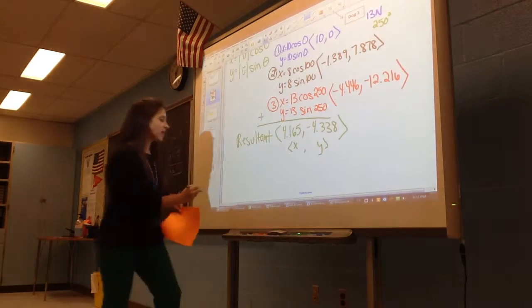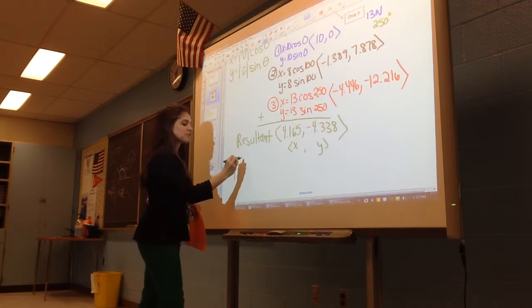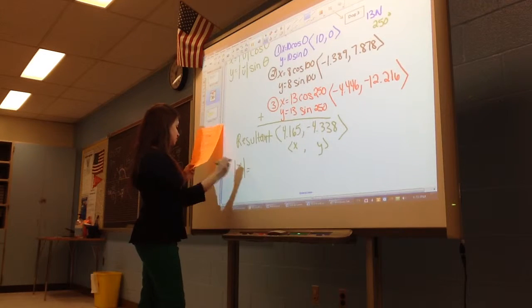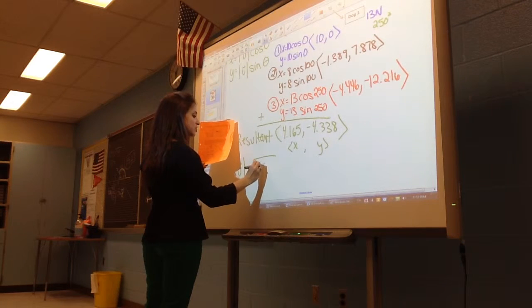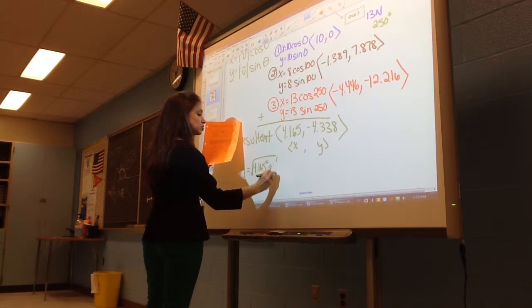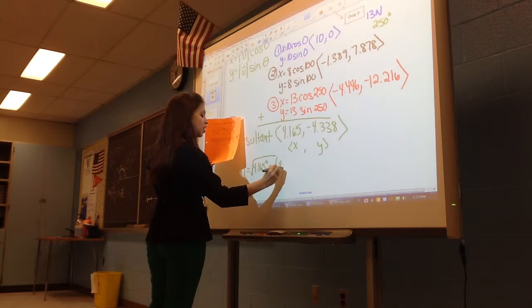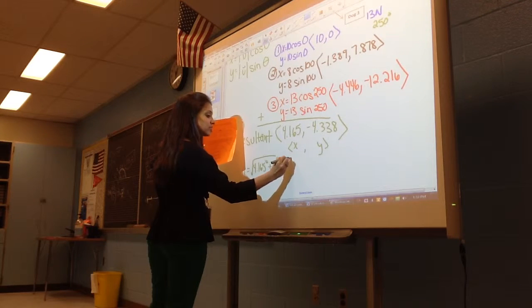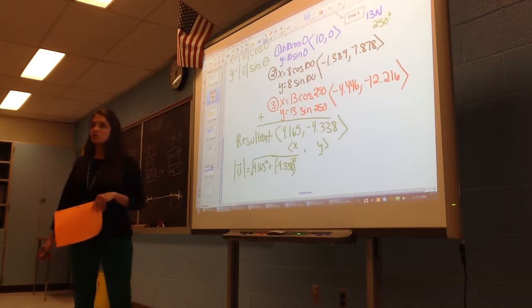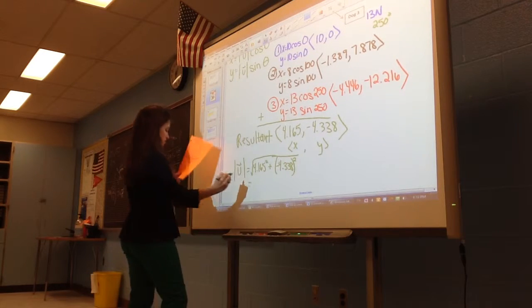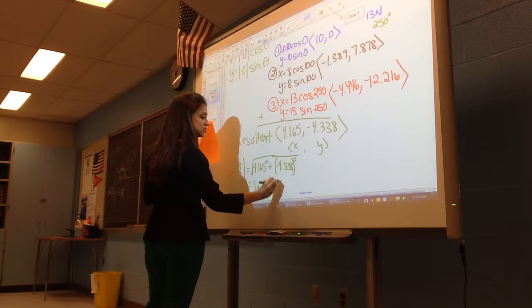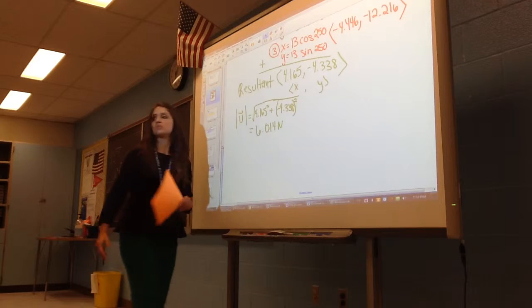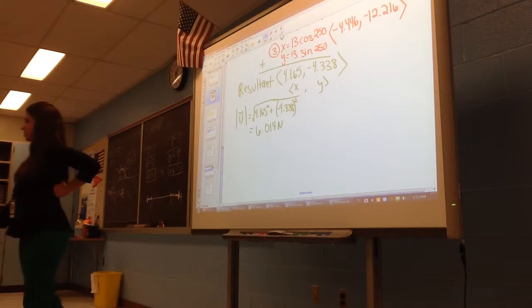I can take these values, substitute them into the formula for magnitude, and the magnitude of our vector is going to be the square root of 4.165 squared plus, notice my use of parentheses around my negative number. Your calculator does not know how to properly square a negative unless you put them in parentheses, equals about 6.014 newtons. That is the total amount of force being placed on this dog chew toy.